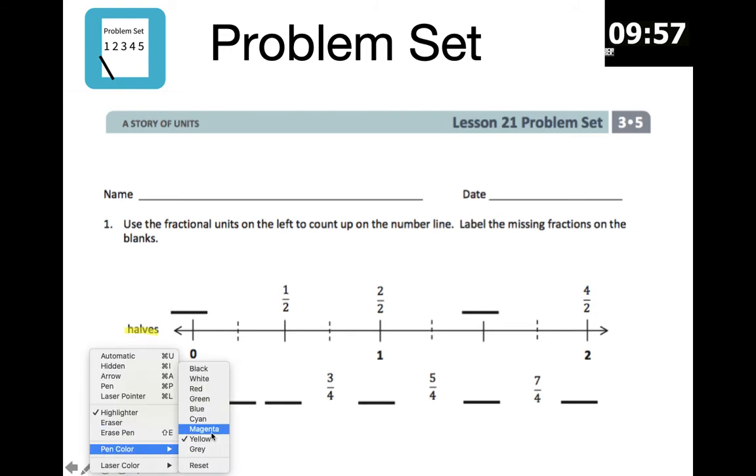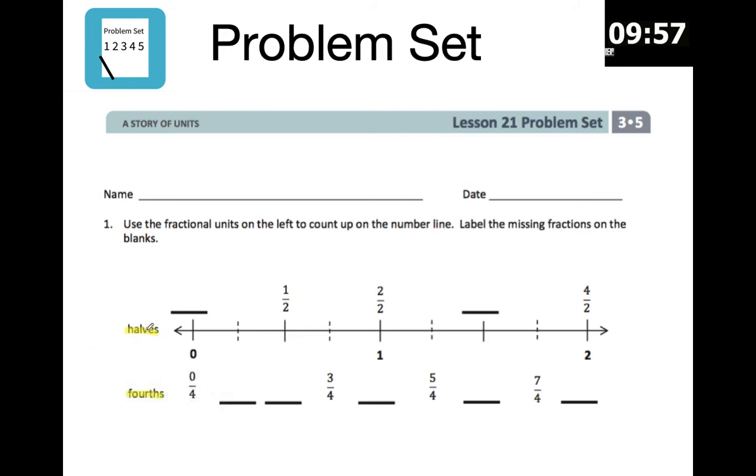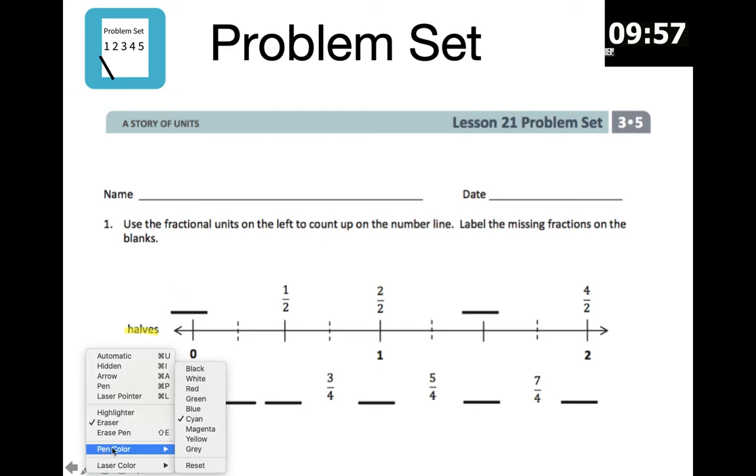So we are going to go ahead and label the top with blue, so our halves. So at the 0, we would label that as, sorry, I need to erase this. Okay, I'm going to try again. I need to use a pen. And we are using blue.